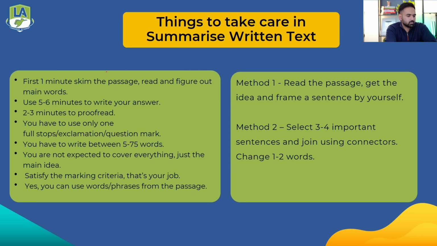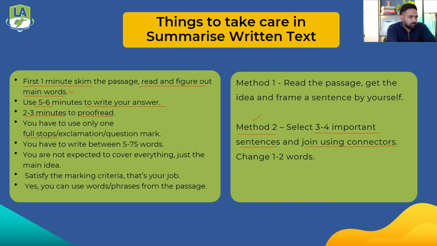Out of the 10 minutes, in the first 1 minute, you have to skim the passage, read the passage and figure out what the passage is about, what the main words are. Next 5 to 6 minutes, write your answer, and then 2 to 3 minutes to proofread. You have to use method number 2. While skimming the passage, you have to select 3 to 4 important sentences. When I say important sentences, this means that your sentences should have important keywords and should be relevant to the topic. It's not that you're just connecting any 2-3 random sentences. You need to read and see which sentences are important and connect them using the connectors.